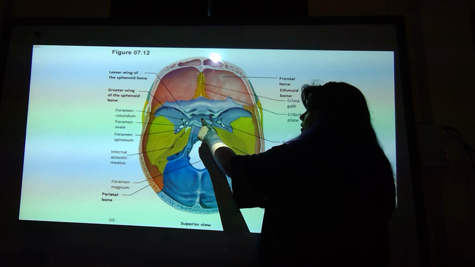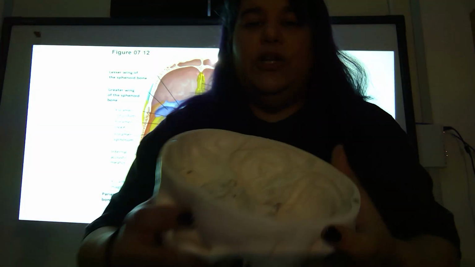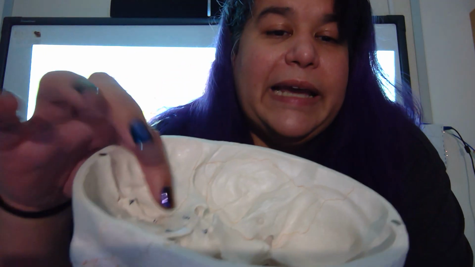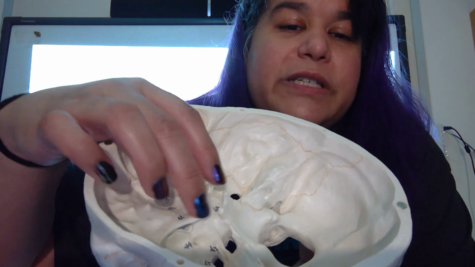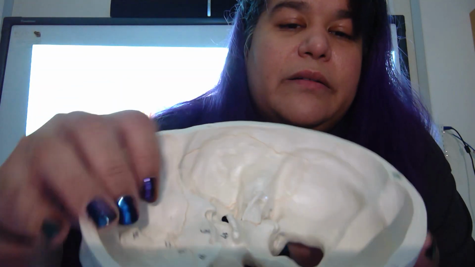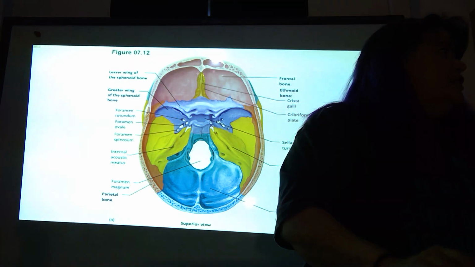This little thing right here is called the sella turcica. The sella turcica looks like a saddle, okay? It looks like you could put a little pony right there. This is actually where your pituitary sits in your brain. It's a little house for that specifically. So that's internal structure.